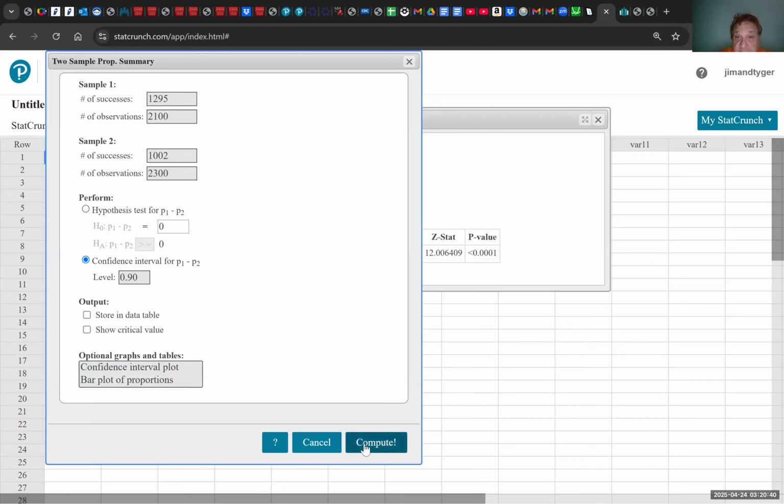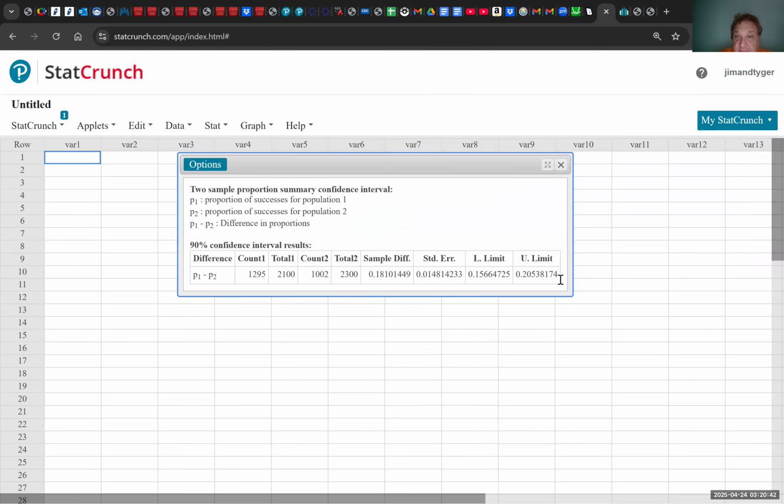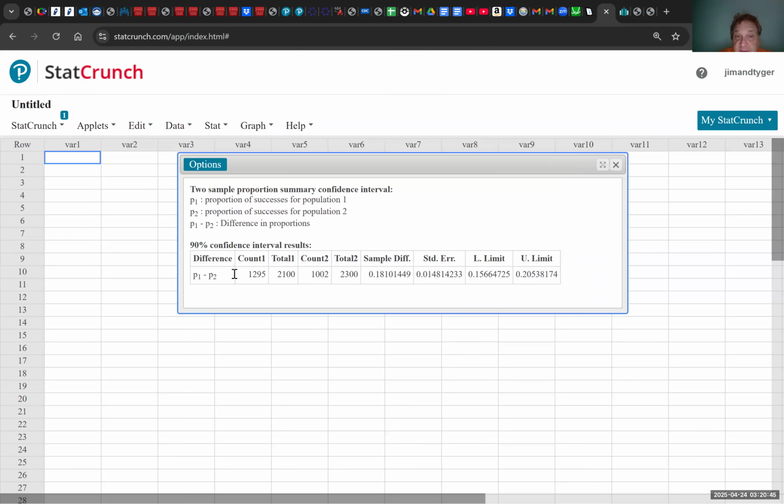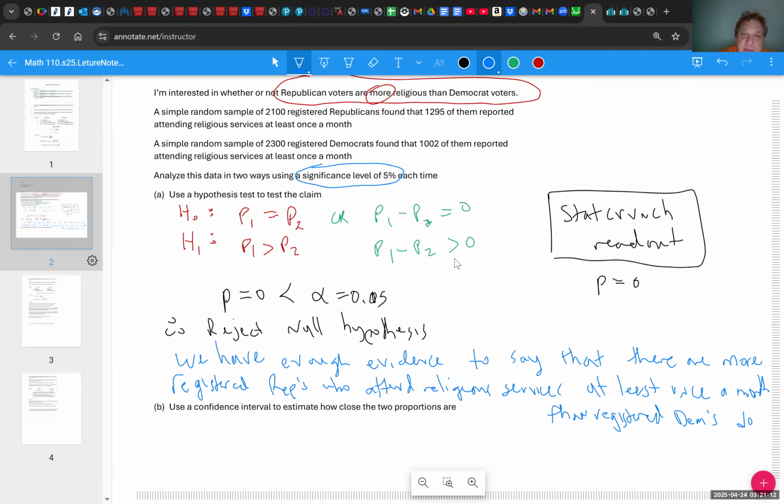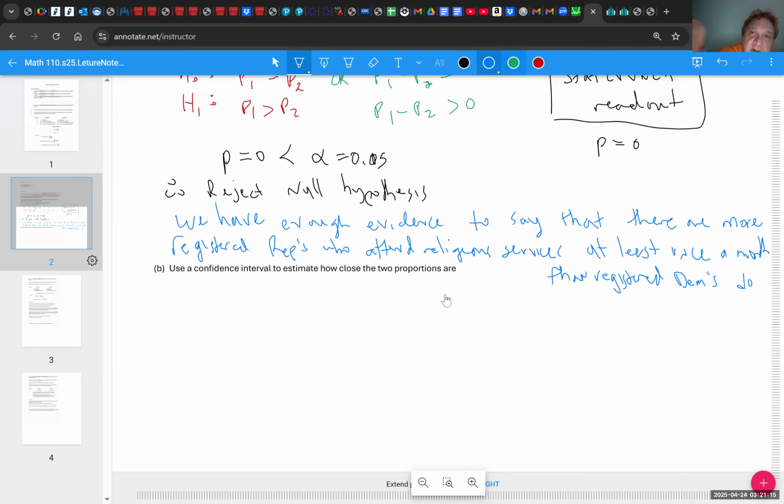All right, so then I'll do compute, and it gives me the readout for the confidence interval. And again, I would just copy and paste this to my homework or my test or whatever. But the lower limit and upper limit, these numbers right here, are the ones that are especially relevant. This is 0.15, I'm just going to round this to 2 decimal places, so 0.16. And this is about 0.21. So my confidence interval is between 0.16 and 0.21 when I round those to 2 decimal places. So I put my readout here.